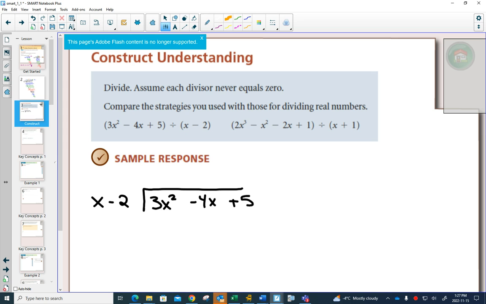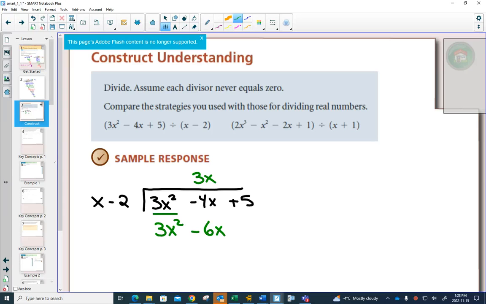And just like before, I look at the first one. Is there something I could multiply x minus 2 by to get a 3x squared? I could multiply x minus 2 by 3x, because when I multiply this times this, I would get 3x squared. I'd also get minus 6x. Can you see how when I multiply the 3x times the x minus 2, this is what I would get? I'd have to distribute.